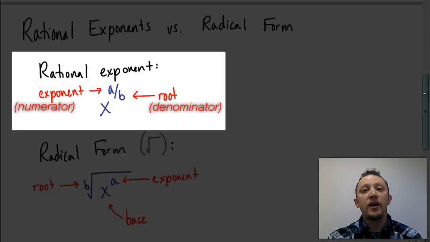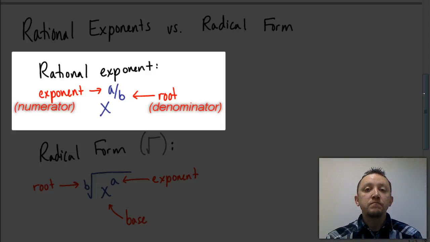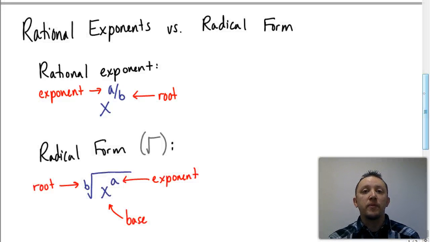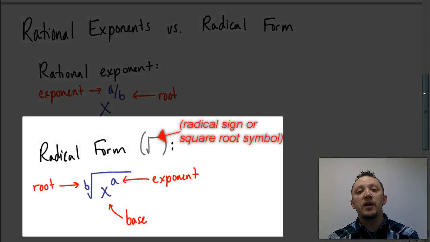Now you can see that a rational exponent has a fraction that's an exponent. And that fraction is broken up into two parts, the numerator and the denominator. The denominator represents the root, and the numerator represents the exponent. And when we have something written in radical form, that's going to be using what you might be familiar with as a square root symbol. That's also called a radical sign.